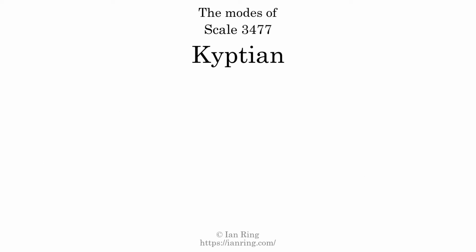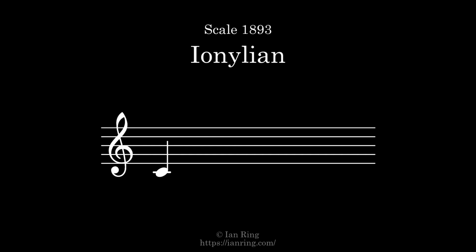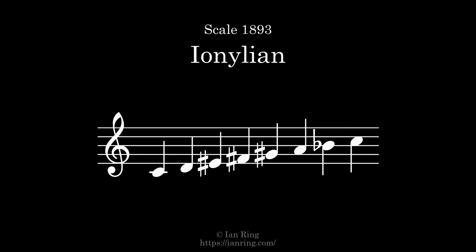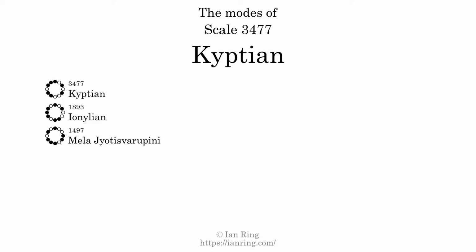This scale has 7 modes. The first mode is itself. The second mode is scale 1893, also known as Ionillion. It sounds like this. The third mode is scale 1497, also known as Melodiotis Varupini. It sounds like this.